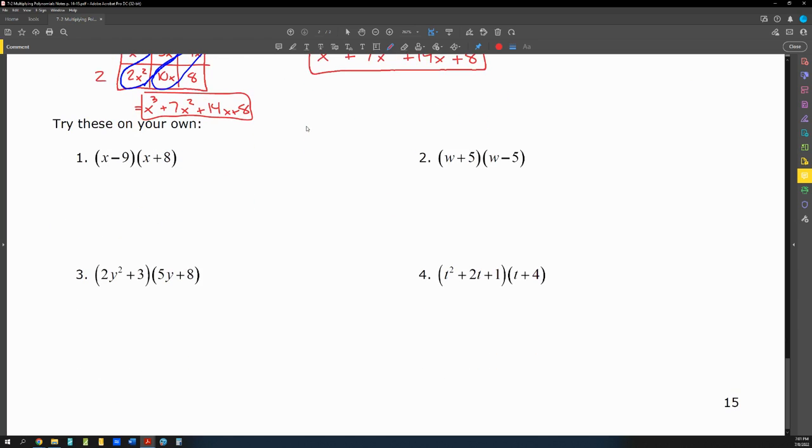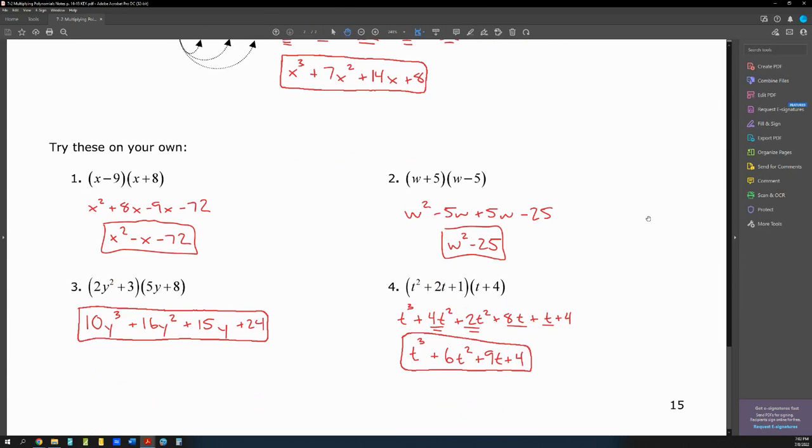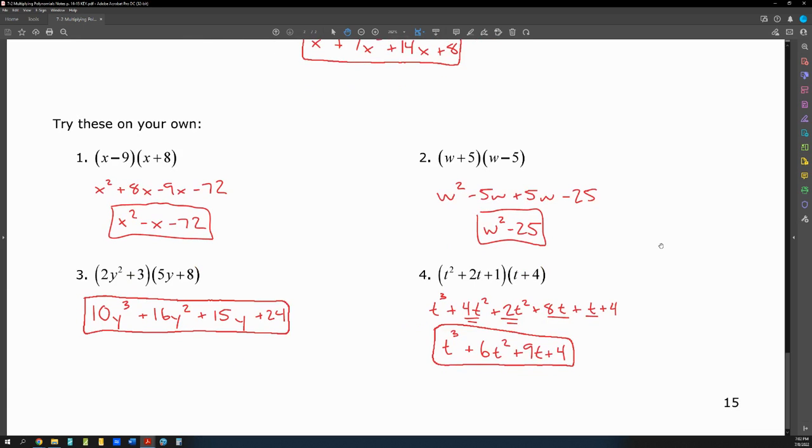At last, let's go ahead and try these on your own. Try numbers 1 through 4. Use either method that you prefer, and you can pause the video and then you can unpause to check your work. All right, go ahead. All right, here are the answers to numbers 1 through 4. Go ahead and check your work.